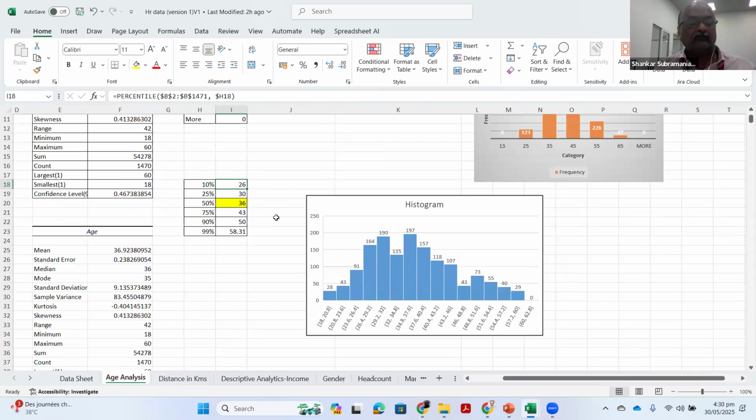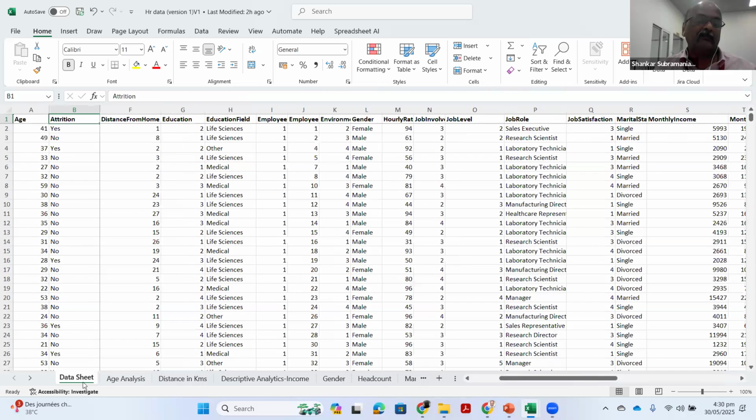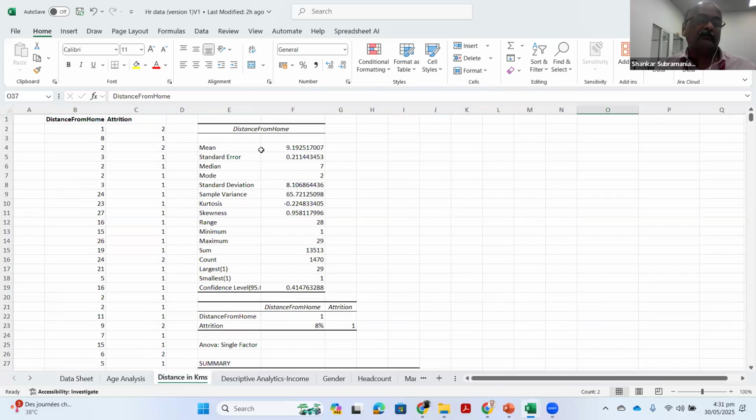So that's one thing I will do. Exactly. And the next thing is probably I will take a look at the distance in kilometers. As I said, the data sheet will indicate a lot. So first is the age. I would like to see how old or young the workforce is, and then draw some inference on that. Next, because it is leading to job satisfaction and things like that, I would like to know how these guys are traveling from home. So distance in kilometers. I'll take descriptive statistics of that.